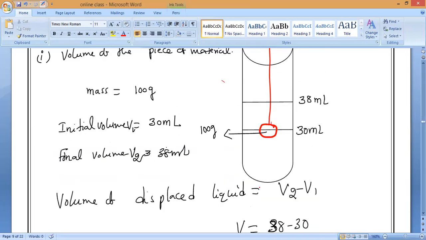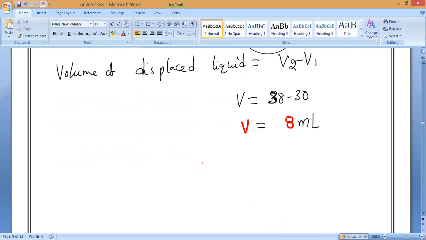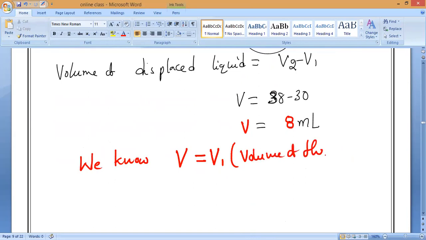You might remember, let me take the volume of the object as V1 and the volume of the liquid displaced as V. Both are equal or not? Yes or no? All of you should know. We know the volume of the liquid displaced is equal to the volume of the object. So I can say the volume of the object is equal to what, Hari? 8 ml.